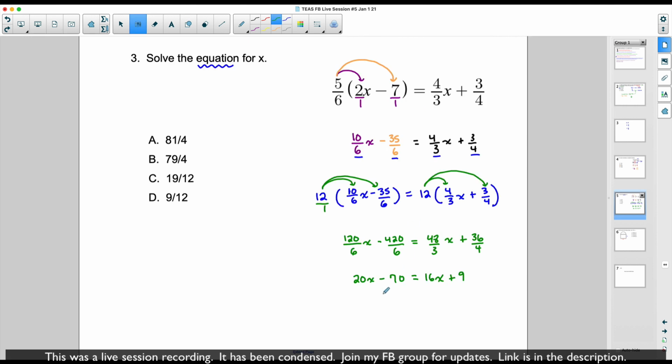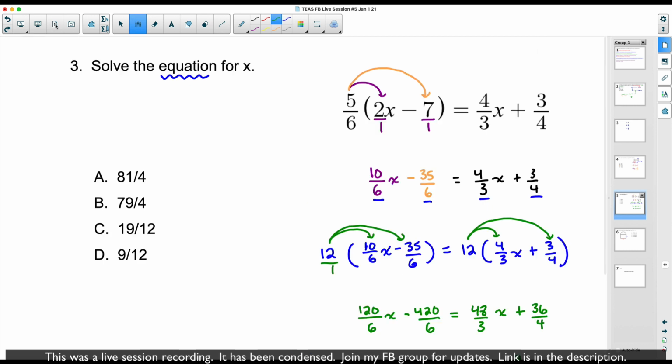Now, before I move on and finish this, the majority of you probably can. You definitely want to be comfortable with finishing the problem from right here. You definitely want to know how to do that. You're going to have a question on the TEAS test, more than likely, that's going to have a variable on both sides of the equation. So what I have in this green box, if you can't solve it from here, this is something you need to practice as soon as possible. I'm going to tell you.